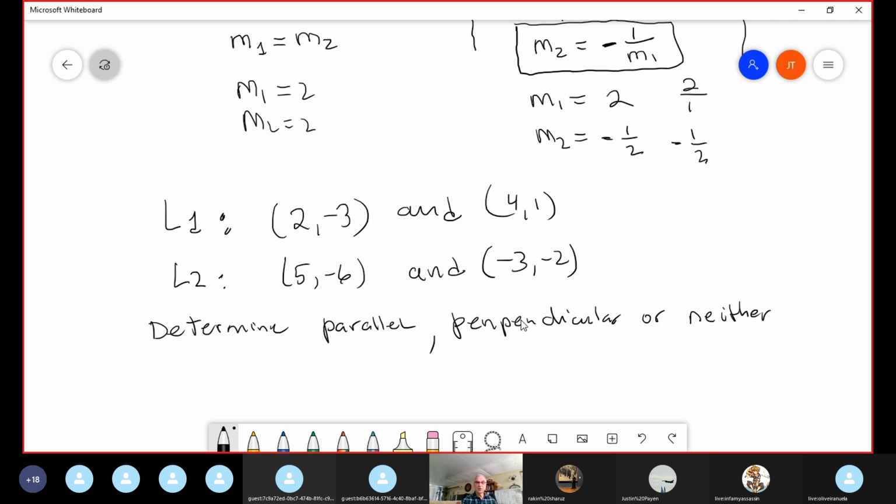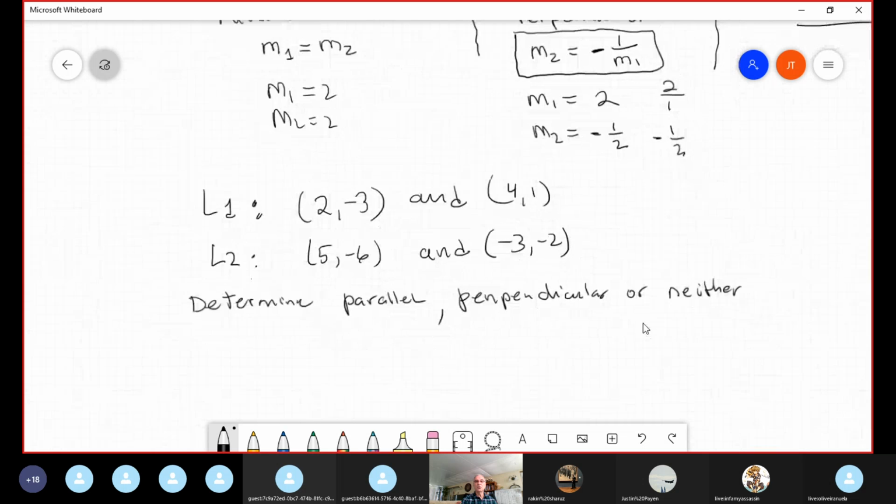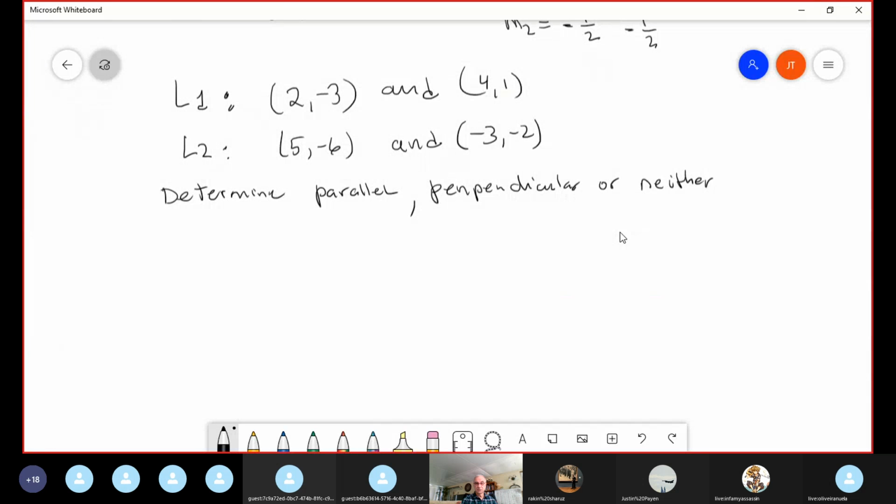Okay, so a fantastic way to solve that problem is to determine the slope of both lines and compare. If it's the same, parallel; if flipped and opposite sign, perpendicular; otherwise it's neither. Okay, let's do it for slope 1. Remember the formula, this is x1, y1, this is x2, y2, the formula is y2 minus y1 divided by x2 minus x1.